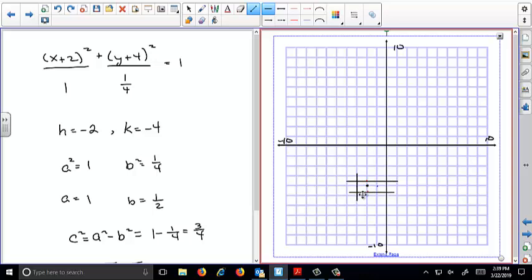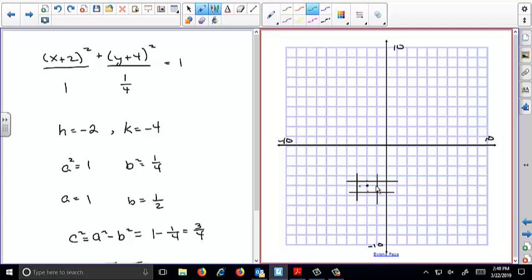And again, the focus points are along the major axis. So there we'd go square root of 3/2, which is 0.866, so it would be about right here. And you go the same distance, so that's where the focus points are. And then you could draw this in. It's going to be very small, but again, you go from the vertices around here like that.